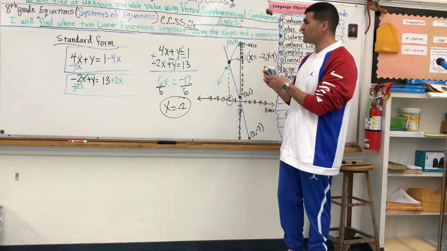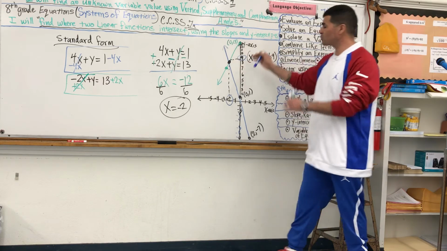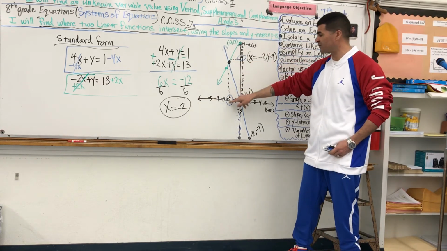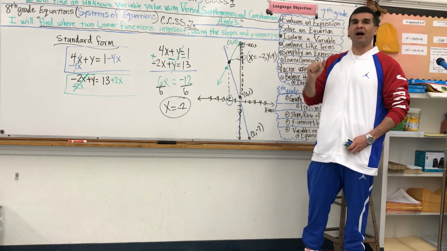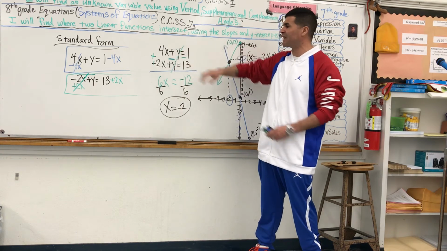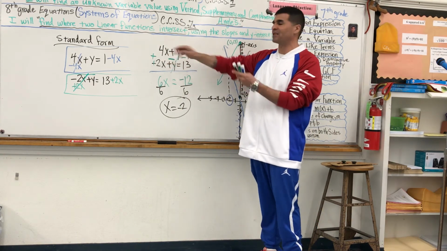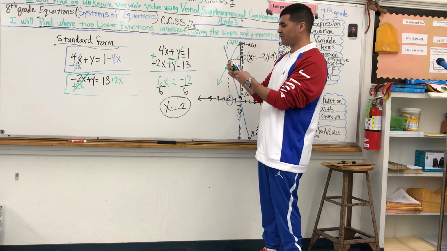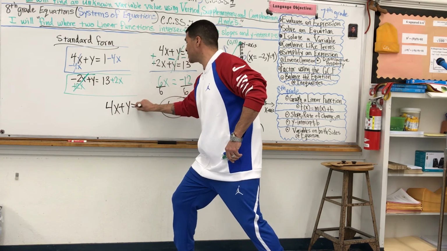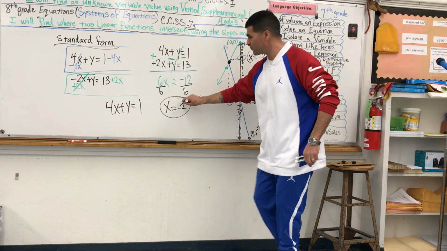So what we're going to do is we're going to choose one of the equations. It doesn't matter which one, because where these two lines cross, both of them have x equals negative 2, and both of them will have y is equal to 9. So it doesn't matter which equation we put x inside of. So I want to use this first equation because it's got positive numbers and everything's positive. So I'm going to take my 4x plus y equals 1. I'm going to use x is equal to negative 2.